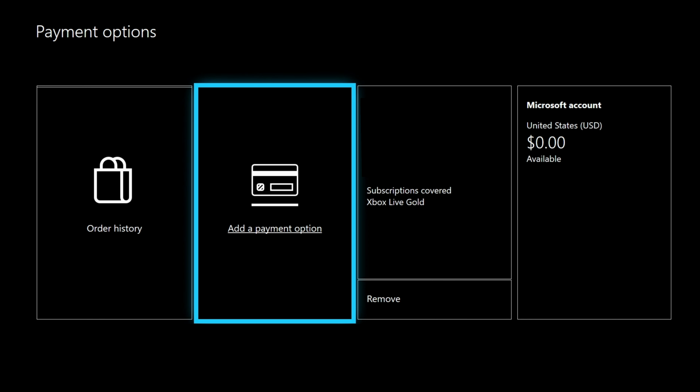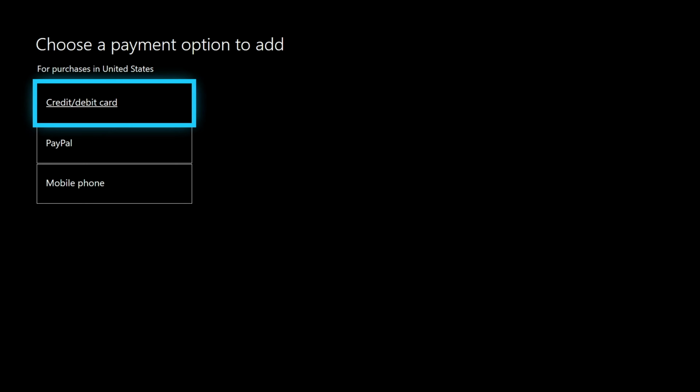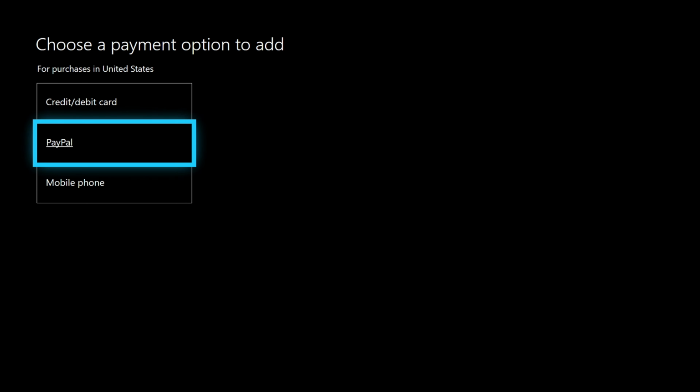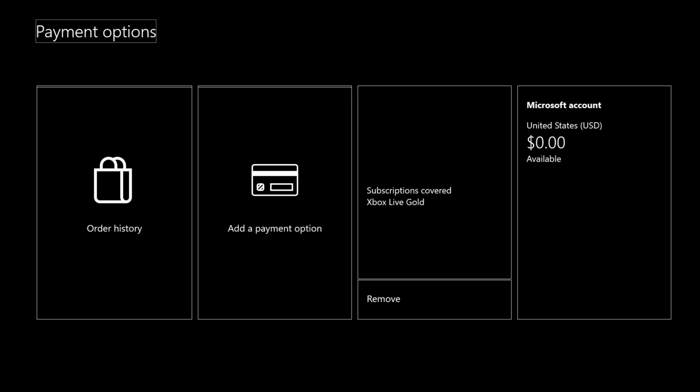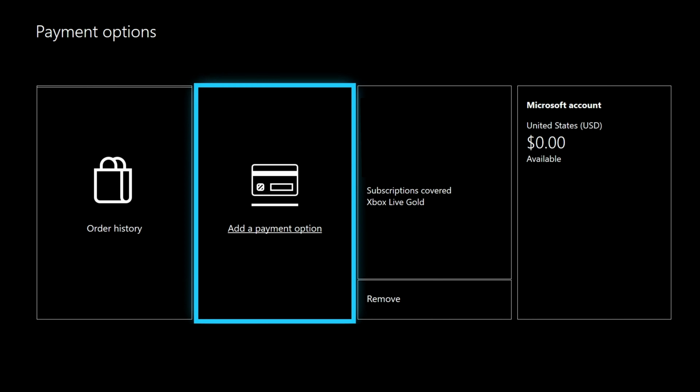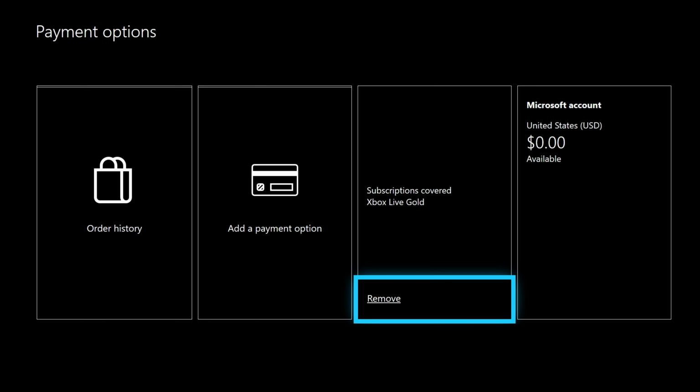If you want to add a payment, you just simply click here. And once you click here, you can choose to do a credit/debit card, PayPal, or mobile phone. If you want to remove a payment option, whether it be a credit card, debit card, anything like that, you just simply go over to it, hit remove, and once you click remove, it's going to ask you to confirm that you want to remove it, and that's how you do that.